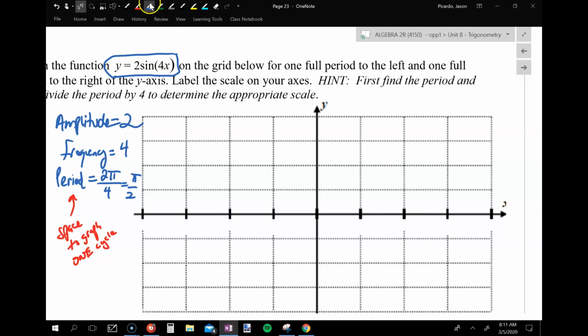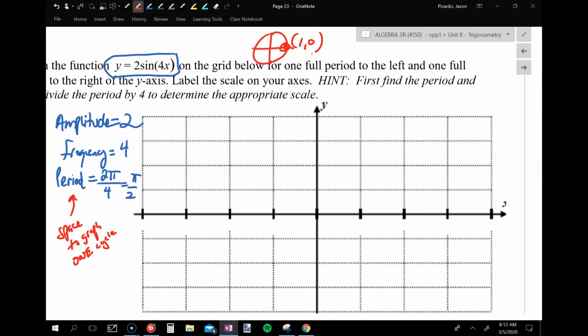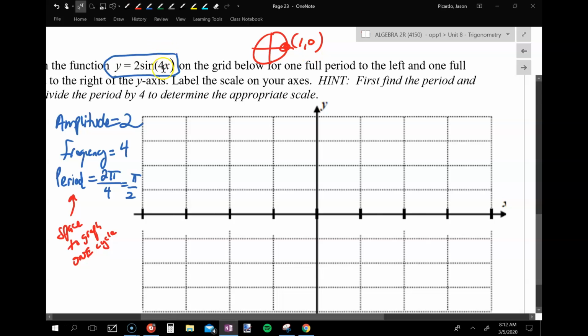Now, what kind of curve am I going to graph? A sine curve, right? Where does sine start? At 0, at 1, or at -1? Well, if you're not sure, what can you do? Boom, boom, boom. That's 1, 0. Which of those is sine? The y value, right? So sine starts at 0, correct? So if sine starts at 0, I'm going to have a point that starts right here.